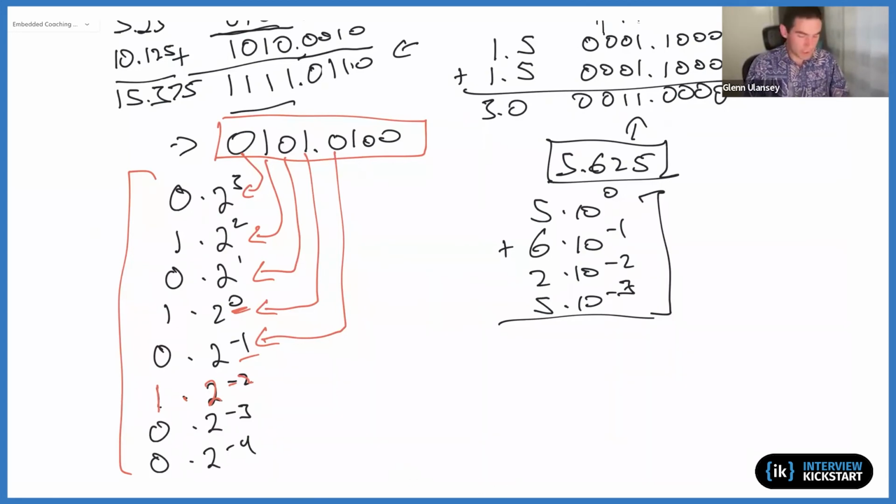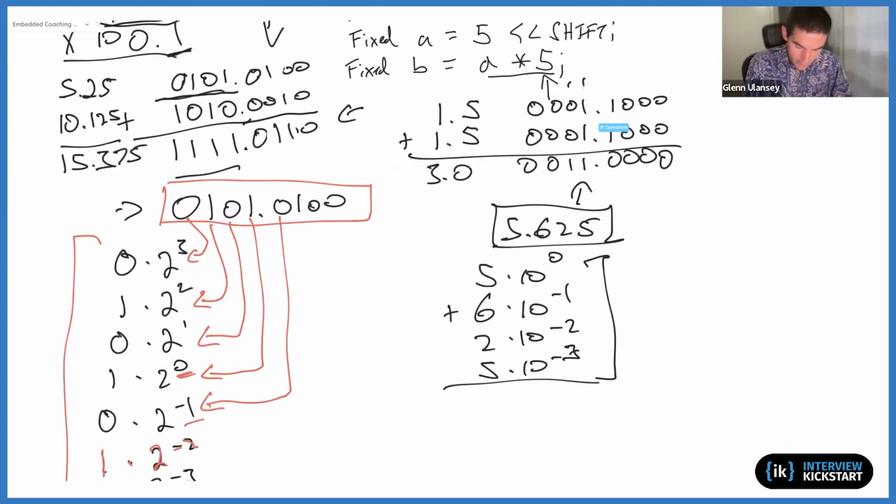And I think you asked the question of how do we get 1.5? So this right here, that 1 up there is in the 2 to the minus 1 position. And 2 to the minus 1 is 1 divided by 2. And 1 divided by 2 is 1/2, which is the same thing as 0.5.